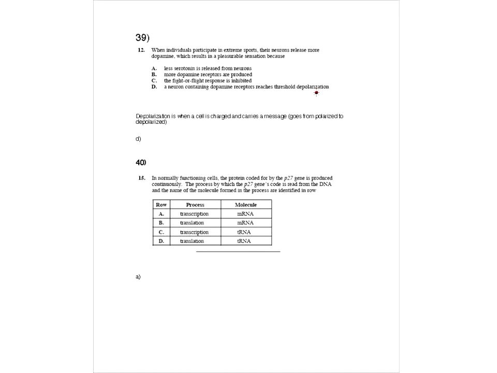Now the next question says, in normally functioning cells, the protein coded by a certain gene is produced continually. The process by which the gene's code is read from DNA and the name of the molecule formed by this process. Okay, so we're looking at reading from DNA, so that's transcription, and then the name of the molecule formed in the process, and that's going to be mRNA. Okay, so transcription is when we're reading from DNA to produce RNA. The first RNA we produce is a messenger RNA. So that's going to be answer A.